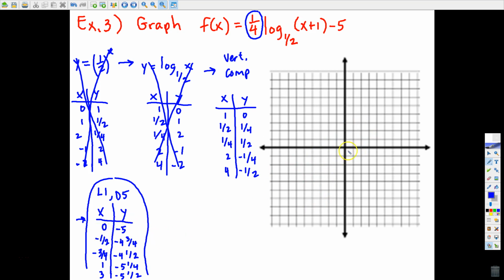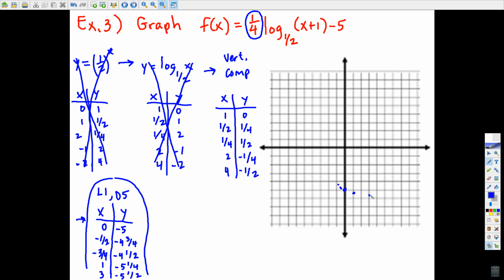All right, so let's plot 0, -5, -1/2, -4 3/4. Okay, pretty far down there. -3/4, -4.5. It's pretty close, I guess. Okay, 1, -5 1/4. 3, -5 1/2.